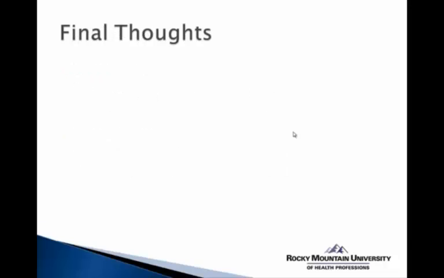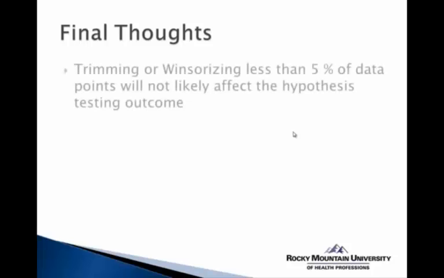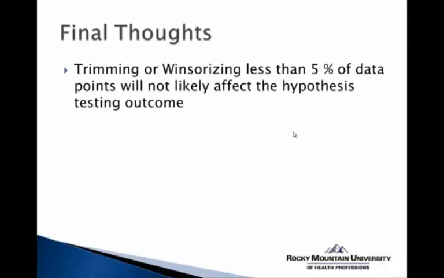Okay, so a few final thoughts as far as dealing with outliers and some of the different techniques that we've talked about. When we have less than 5% of our data points that we feel are outliers, again, using whatever standard or criteria we want to, if we've got less than 5%, trimming or Winsorizing the data will very likely not affect any hypothesis testing outcome that we do, and it won't significantly affect the p-value at which we are testing.